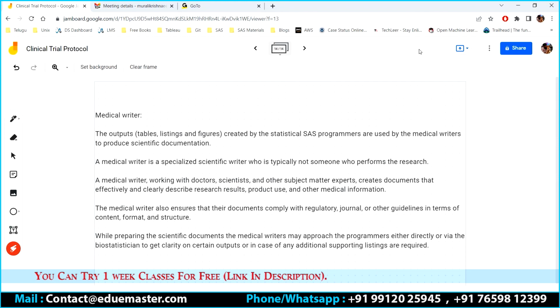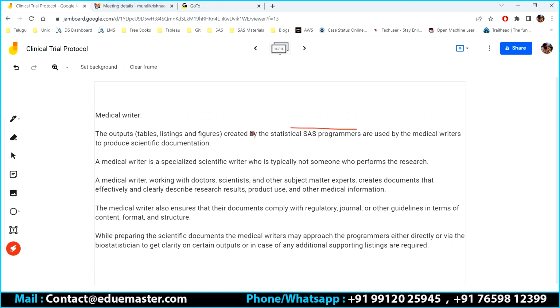Medical writer, a very crucial role, because this is the person for whatever outputs are created by the SAS programmer. Being a SAS programmer, we are going to create tables, listings, or figures. Correct? We prepare this and we'll give it. But the people on the other side, the people who are going to review your data, the people in the FDA, they are not SAS programmers. Correct? They don't know how to read it.